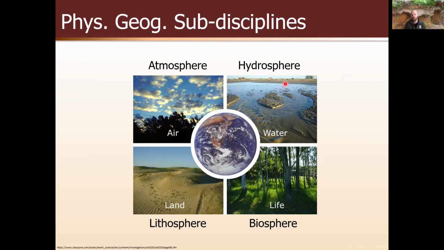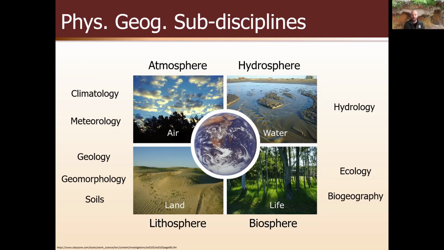We have air as atmosphere, water as hydrosphere, life as biosphere, and land as lithosphere. And then within the physical geography, there are many subdisciplines. This is just a handful of all of them. But here is kind of how some of these sub-scientific disciplines fall. So climatology and meteorology encompassing the atmosphere, and geology, soils, geomorphology, the lithosphere, ecology and biogeography, the biosphere, and then here hydrology. There's even subtopics of ecohydrology and micrometeorology, etc., thinking about these interactions.